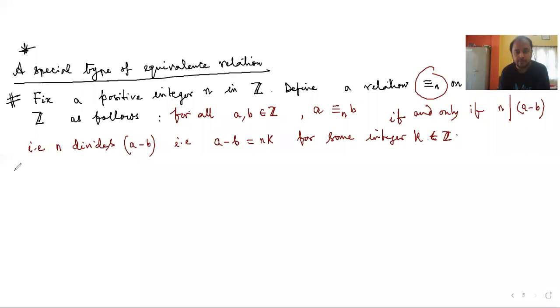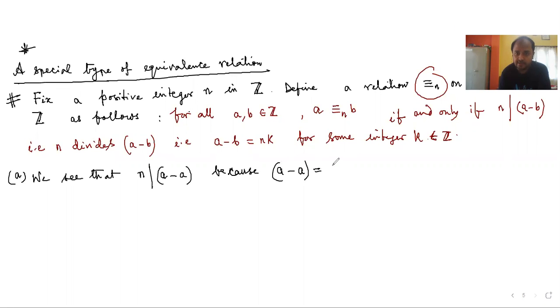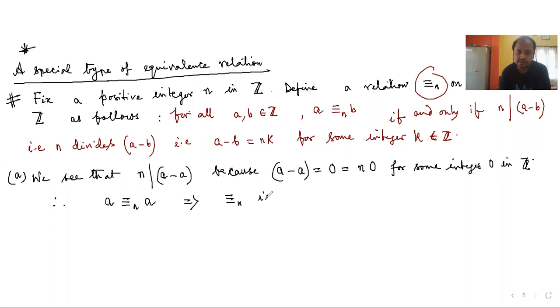Okay, so let us try it quickly. Time is also running out. First of all, we see that n divides a minus a, because a minus a is 0, and that number can be written as n times 0, for the integer 0 in capital Z. So a is related to a, which implies the relation is reflexive.